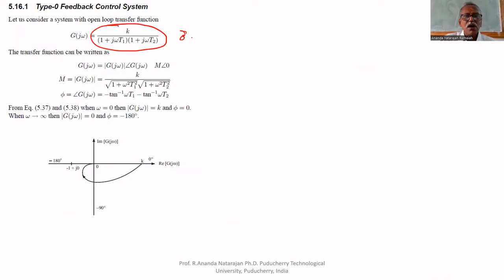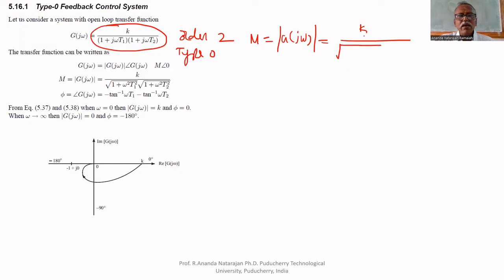What is the order of the system? Order is 2. Type number 0. Am I correct or not? What is the magnitude? Magnitude equal to modulus of G of j omega, that is equal to K upon square root of T1 square omega square plus 1, times square root of T2 square omega square plus 1. This is the magnitude. What is the angle?